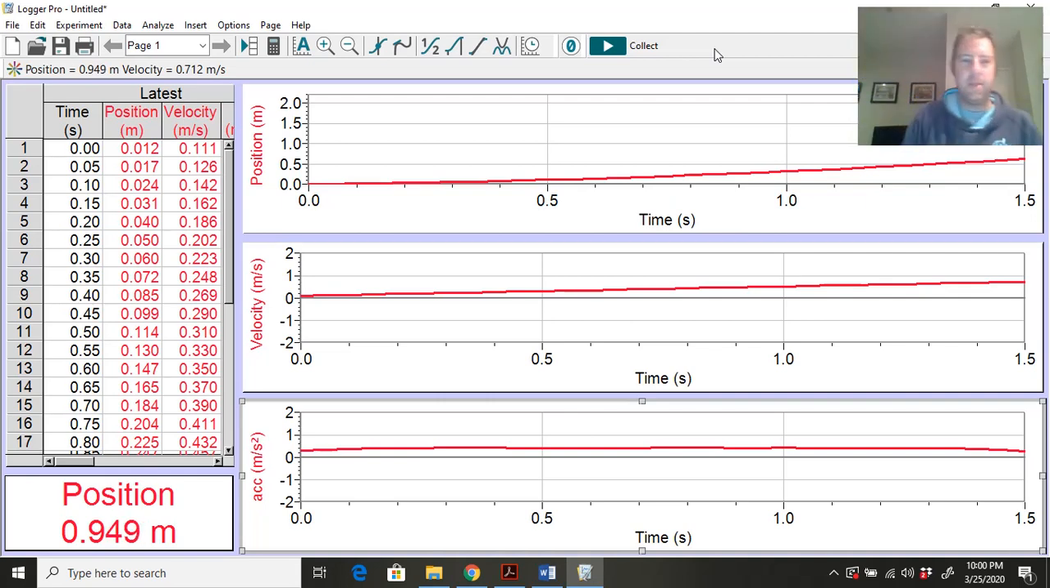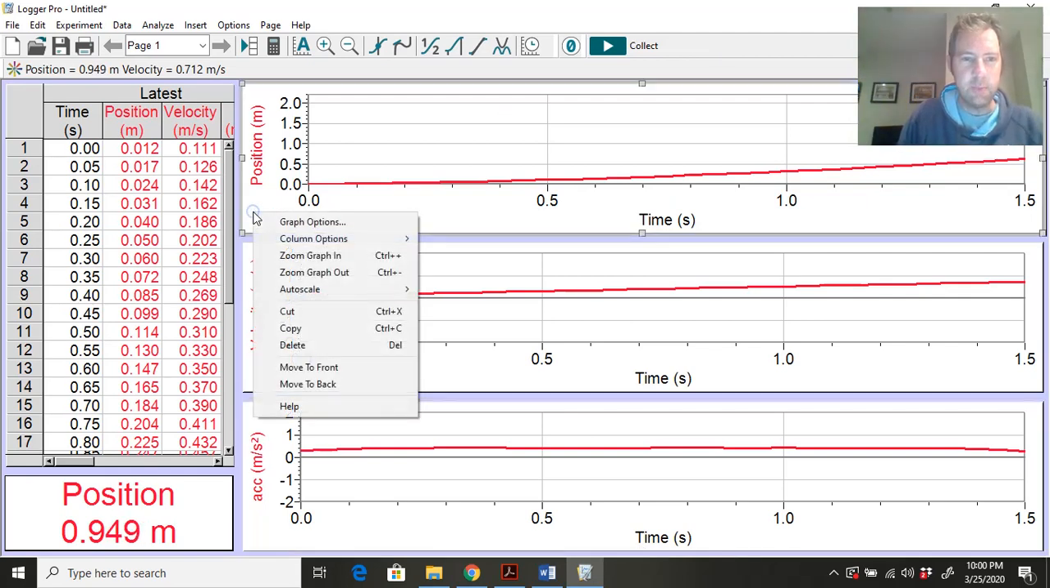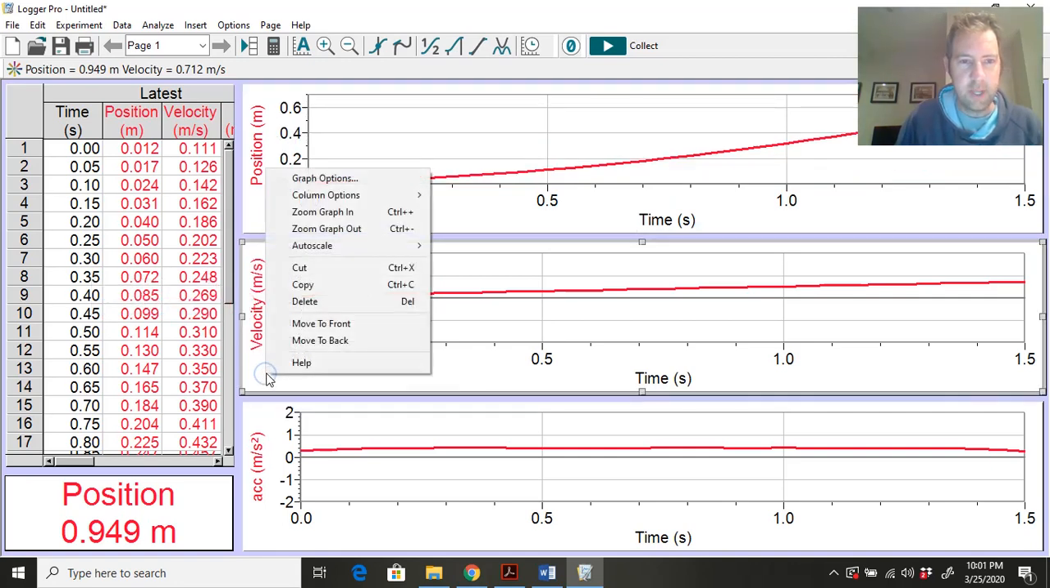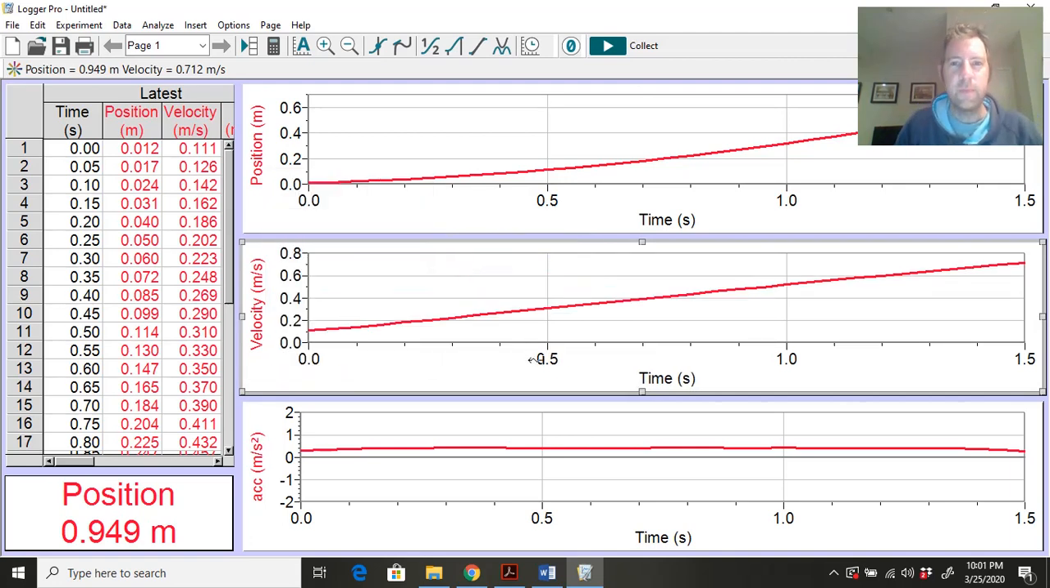All right, and the other thing is we can quickly zoom in on these, auto scale from 0. So there's my position time graph. It looks like it's a curve because it's accelerating. My velocity time graph looks like it's a straight line, that it's increasing the same amount each second. And my acceleration graph is positive and it's a straight line just above the 0 mark.